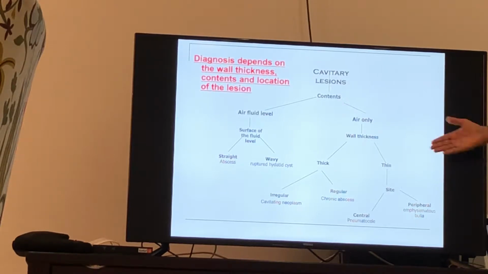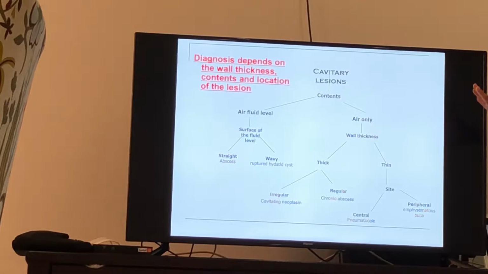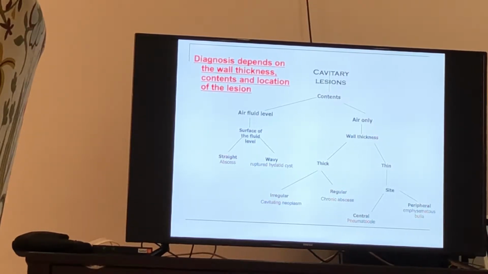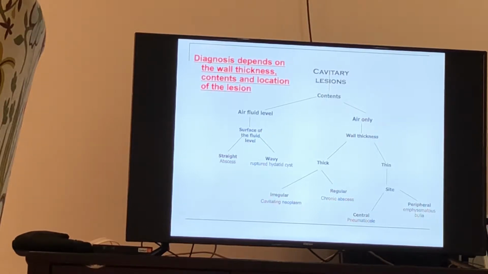If it's a wavy surface, it could be hydatid, the water lily sign. So this is nice. What we're trying to do is simplify, to compact it so that it's easy. Let your mind go with the X-ray as an algorithm. You're just ruling in or ruling out things.